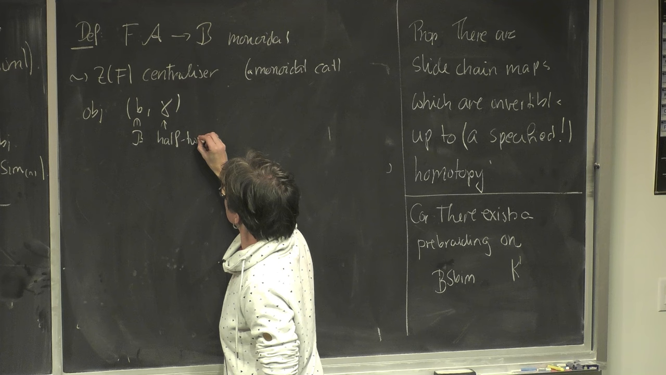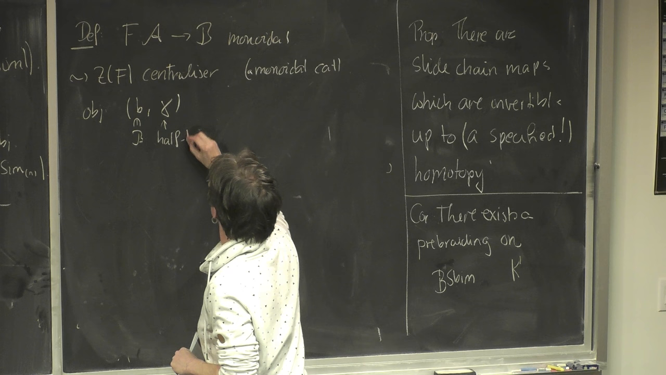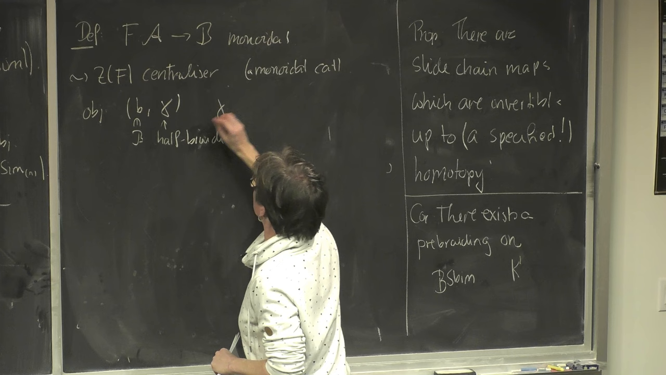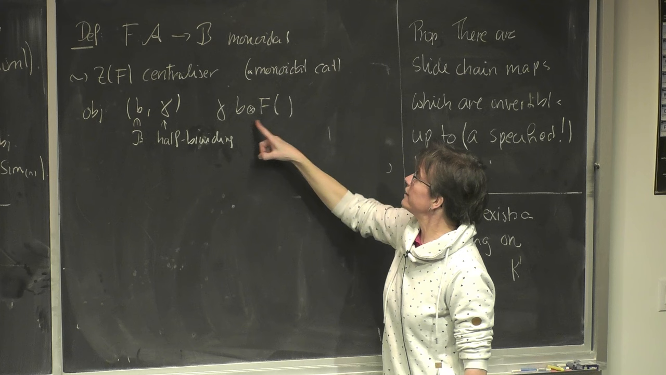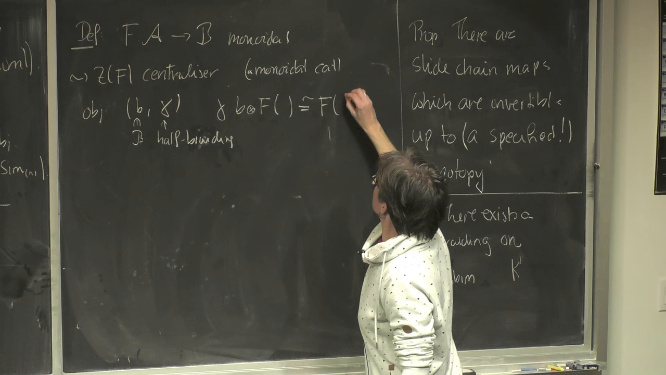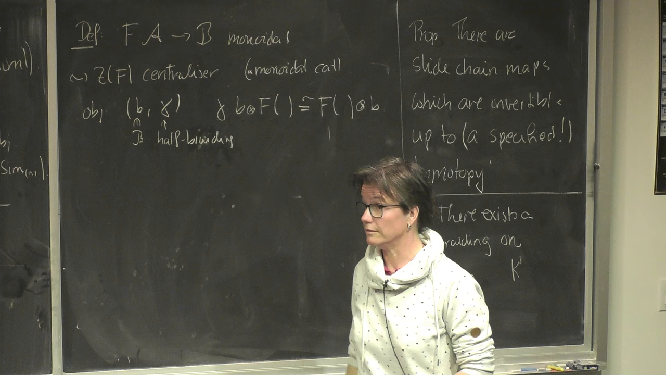Or half braiding, I should call it, maybe better. So this gamma is depending on B. It's an isomorphism of functors between B tensor F, where F is a functor from A to B, and F tensor B, where this tensor product is in the target category B. Okay? So this is a half braiding.